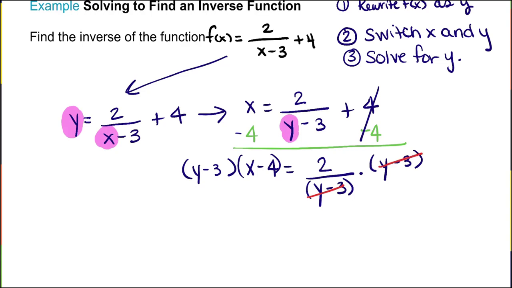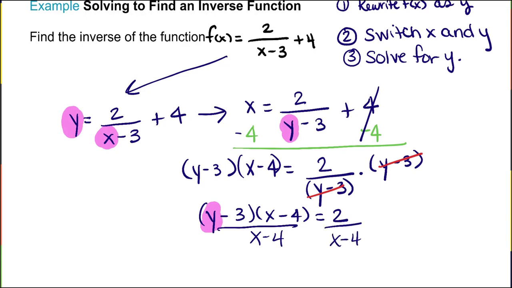So the y minus 3 on the right cancels, and that leaves y minus 3 times x minus 4 equals 2. Now at this point you might think, oh, let me multiply, but remember the whole thing I want to do here is get y by itself, so I really need to get rid of this other stuff. So let's get rid of this x minus 4 by dividing. What you do to one side, you do to the other. So the x minus 4's cancel, and now I'm left with y minus 3 equals 2 over x minus 4.